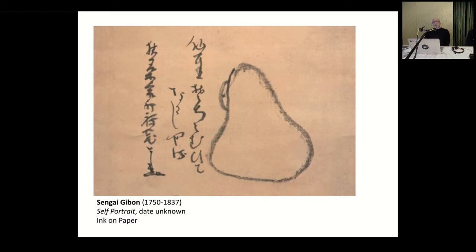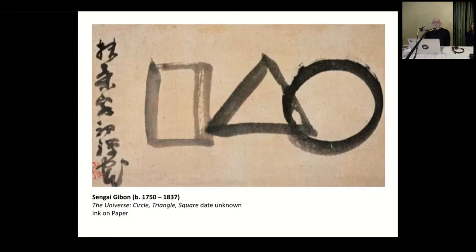So this is one of Sengai Gibbon's self-portraits. There are many such as this in the archive of the temple where he lived out most of his life. And then one day, after a considerable period of time in meditation, Sengai Gibbon painted this ink painting titled The Universe, and it includes three basic geometric shapes: the square, the triangle, and the circle. This is so odd and so different from everything that he had made before, and far from anything any other Japanese monk had been painting. No one really knows what inspired Sengai Gibbon to create it. It has, however, become an incredibly important work of art.